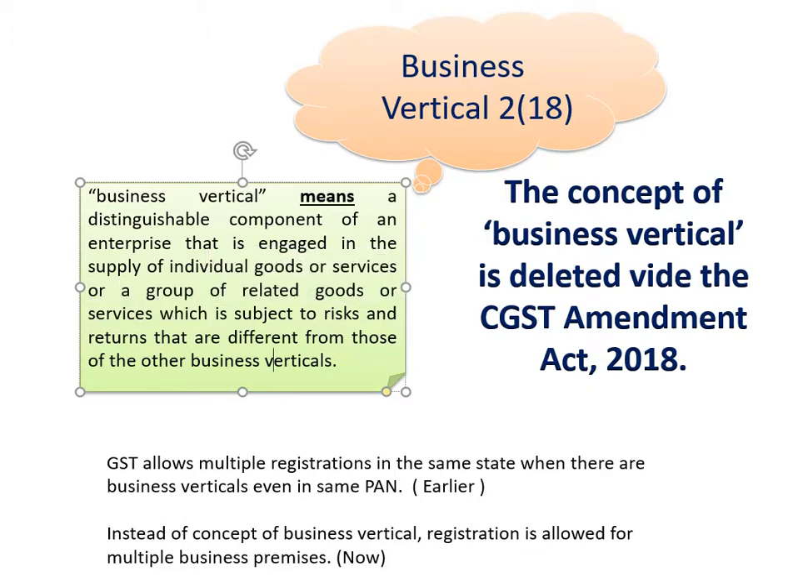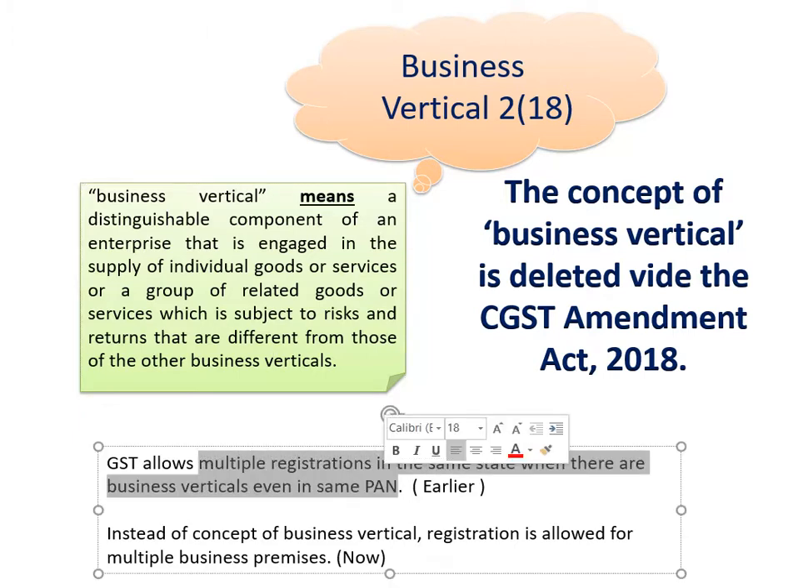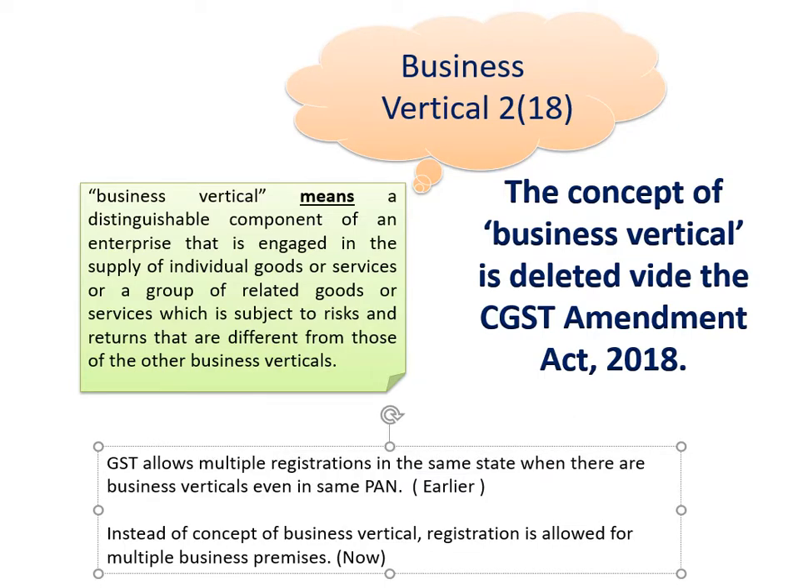Now, what it has to do with GST is that earlier GST allowed multiple registrations in the same state having the same PAN for different business verticals. Now, instead of the concept of business vertical, it simply says you can have a registration for multiple business premises, instead of going into the complexity or technicality of the business vertical.